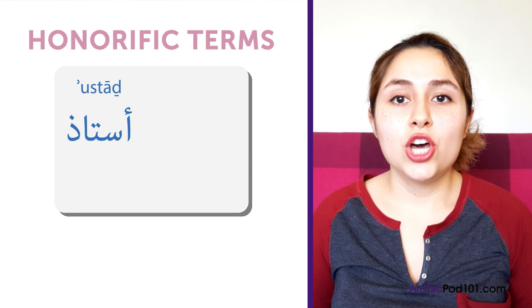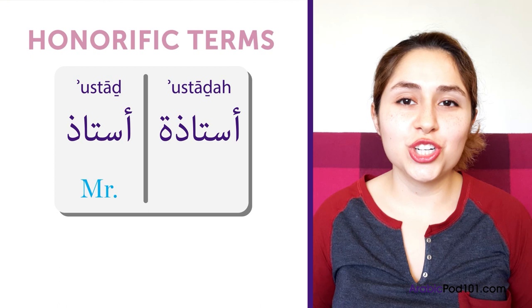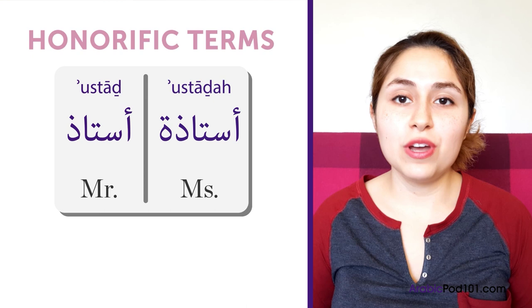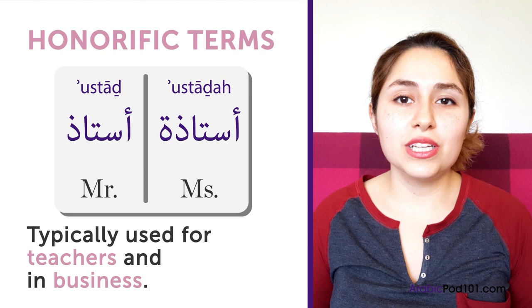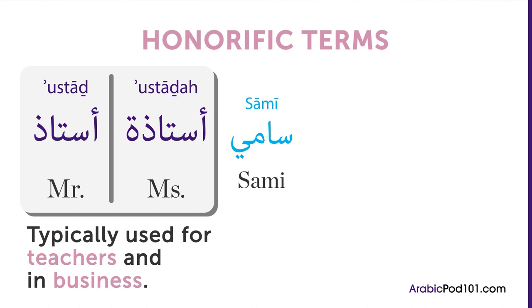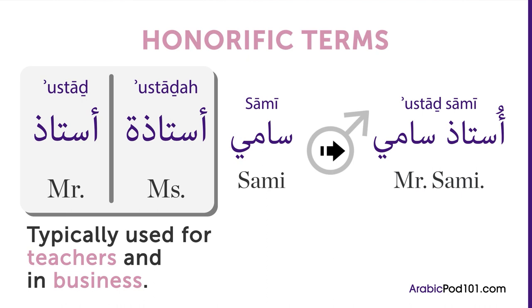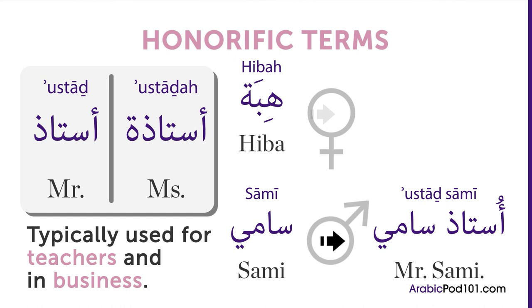Next, we have أستاذ and أستاذة, which mean Mr. and Miss. Use أستاذ for masculine and أستاذة for feminine before people's names to sound more polite. These are typically used for teachers and to address people in a business setting. For example, Sami, which is a man's name, should become أستاذ سامي, meaning Mr. Sami. هبة, which is a woman's name, should become أستاذة هبة, meaning Miss هبة.